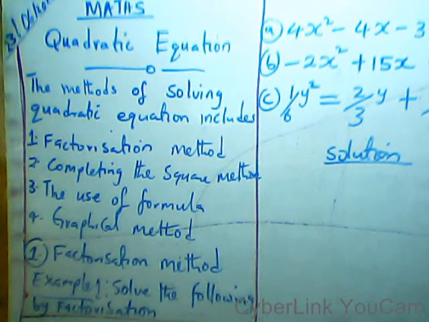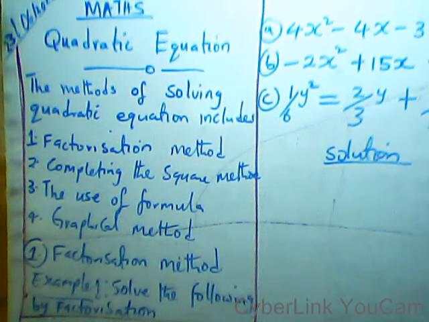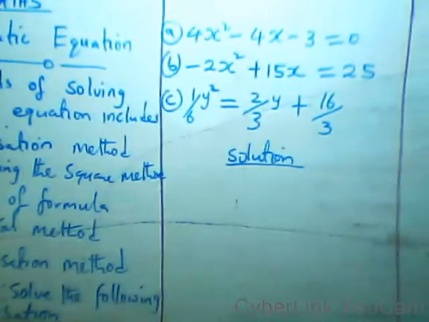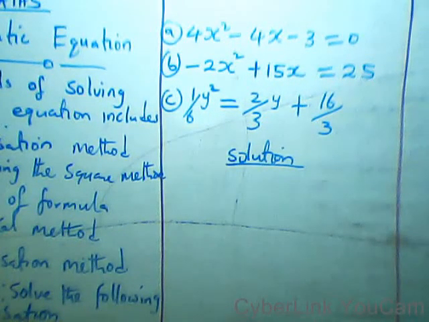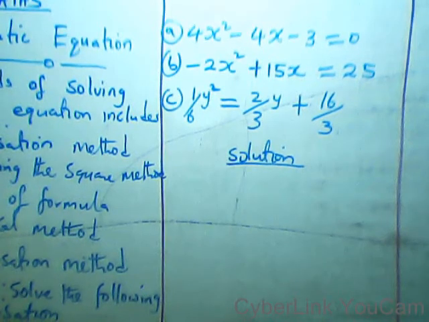Example 1: solve the following by factorization. A, 4x squared minus 4x minus 3 is equal to 0. B, minus 2x squared plus 15x is equal to 25. C, 1 over 6 y squared is equal to 2 over 3 y plus 16 over 3. So we are going to solve these by the factorization method.